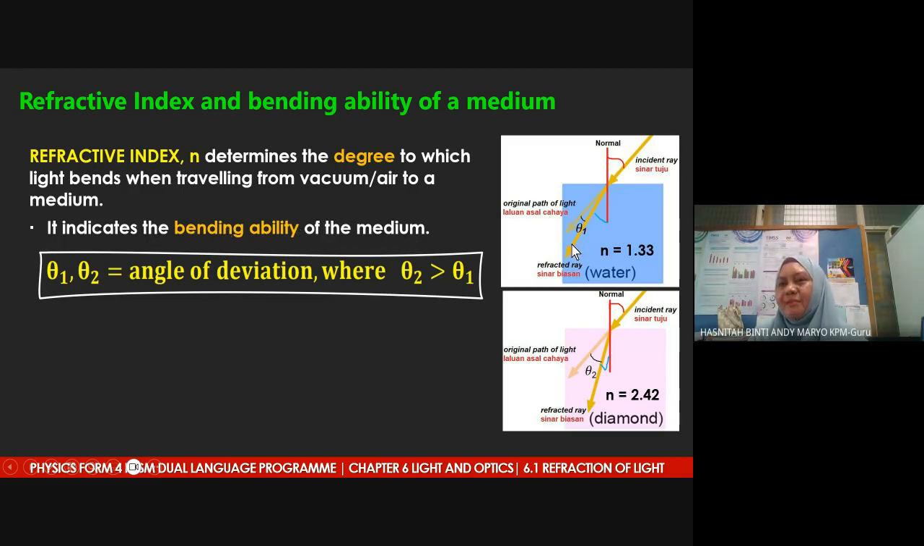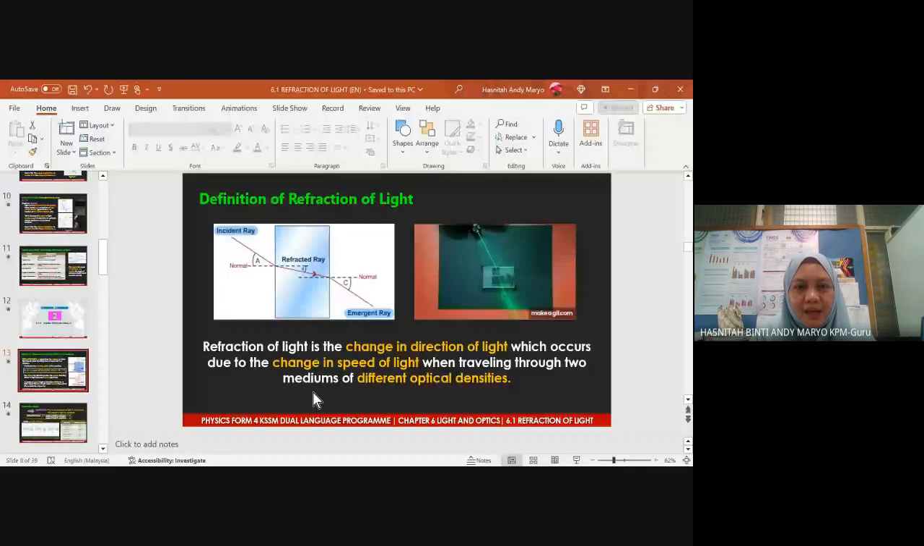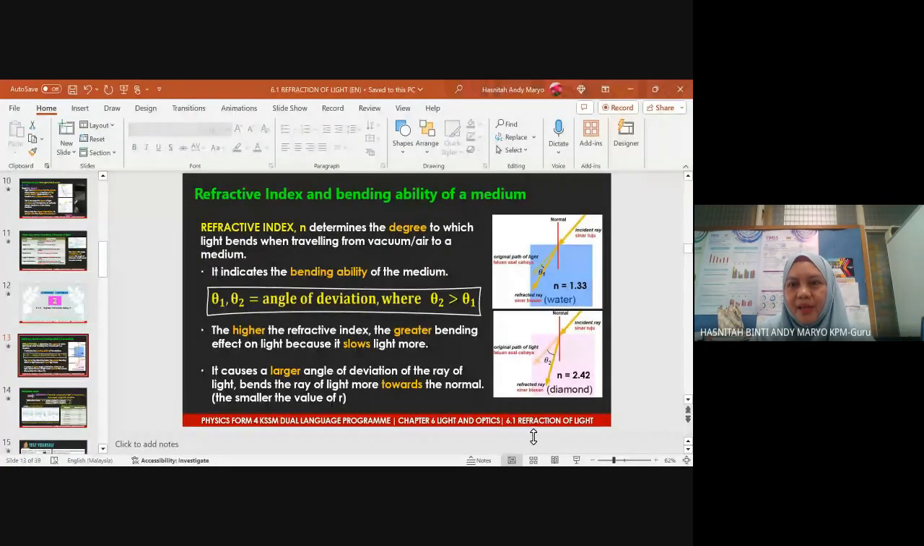So can you tell me, if we compare water and diamond, which medium has a higher bending ability, diamond or water? Which medium is able to bend more light that travels through it, diamond or water? The answer is supposed to be diamond. Yes, very good. Thank you for your response.